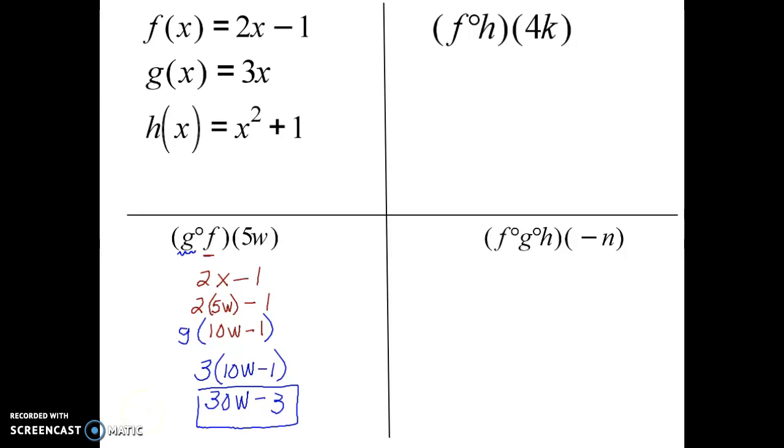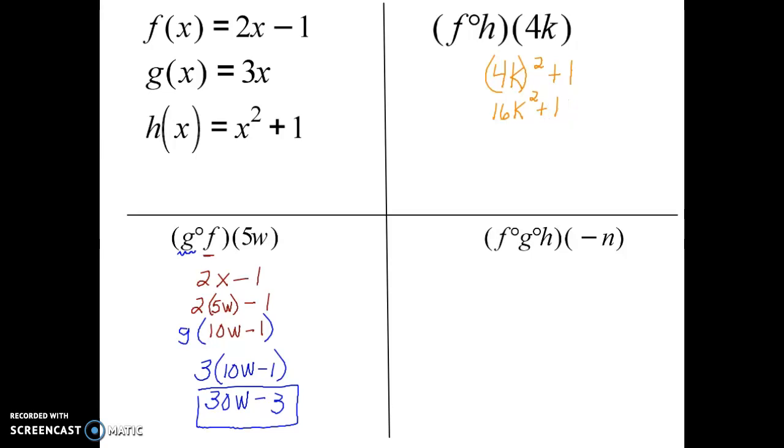The upper right-hand example, using the 4k, I am going to start with the h function. So instead of x squared plus 1, I'm going to replace the x with the 4k. And I put parentheses around that because I'm squaring that whole expression. That means when I simplify this, it becomes 16k squared, and then plus 1.